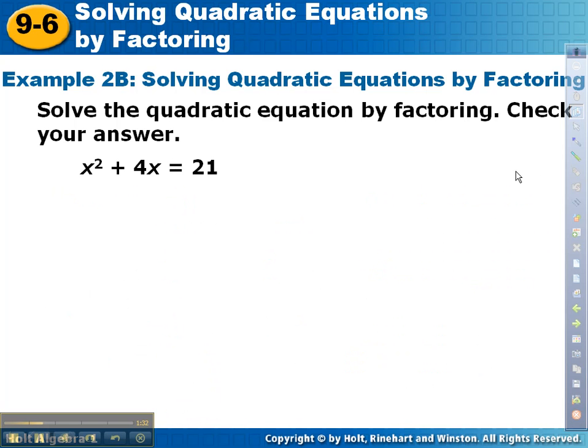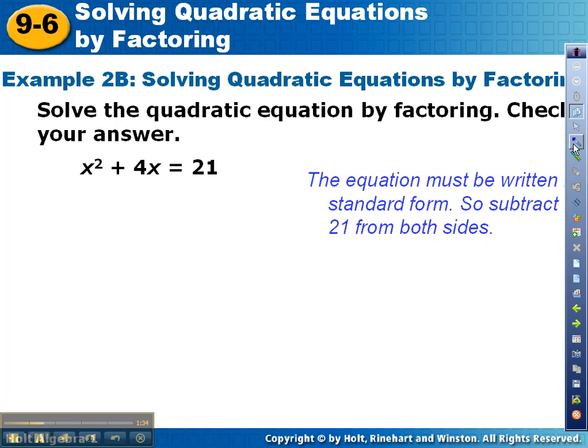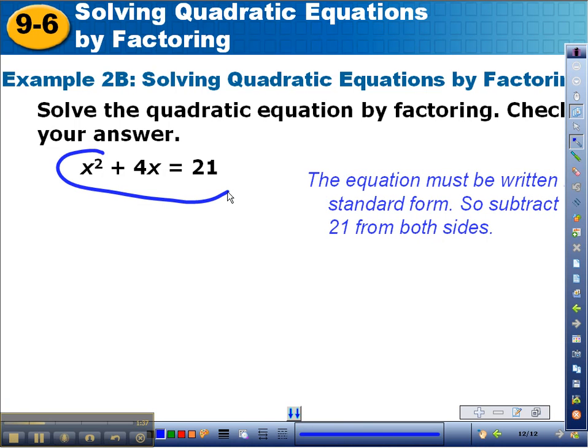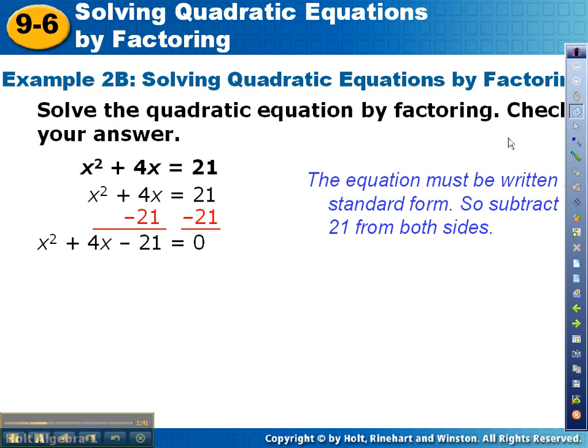All right. Before you can do this, what do you have to do to this equation? Look at the form it's in. That's right, you've got to put it in standard form. Put it in standard form. Next, we're going to factor it.